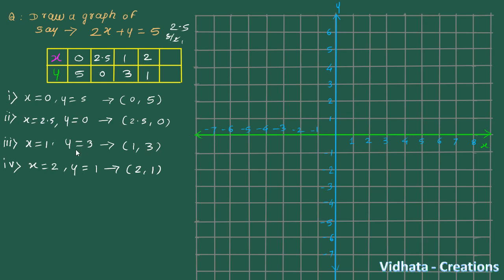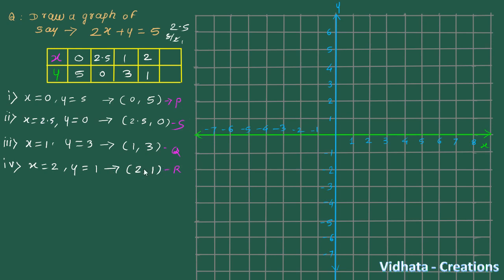Now, how to plot these points on the coordinate system? Let us name these points at first. Suppose I name this point as P and this point as Q, this point as R and this point as S. For drawing the graph, how you plot a point, you have already studied in coordinate geometry, that is, how to plot the given points on the coordinate system.